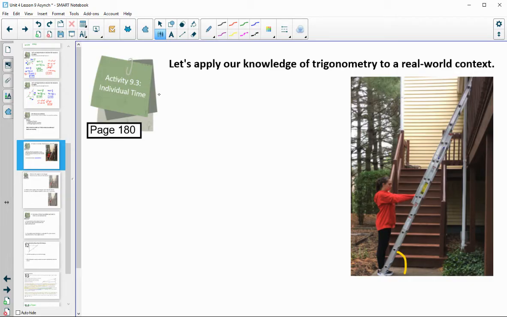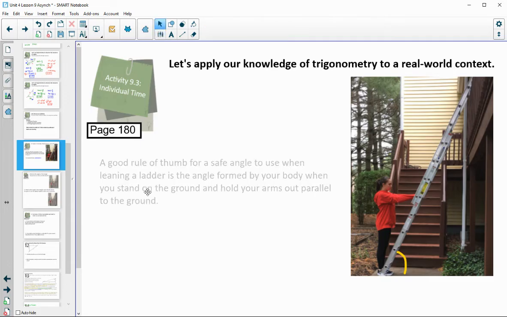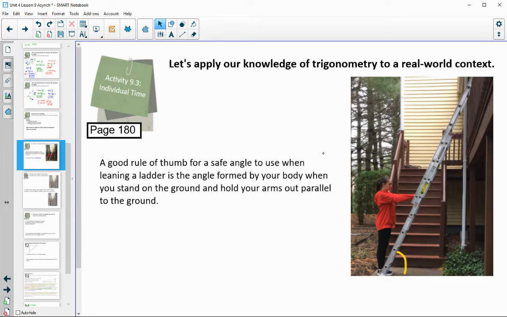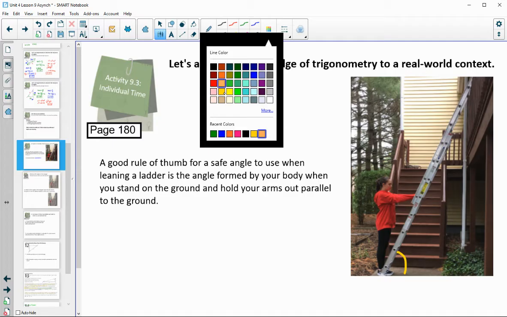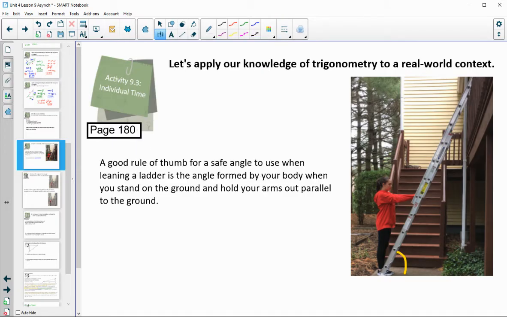So in looking at this angle, kind of a good rule of thumb is that if you stand here, and you put your hands out parallel to the ground, so this is where the ladder should reach. So your toes should be at the bottom edge. And then when you reach out your hands, they should be on the ladder. So that's a rule of thumb for a safe angle.